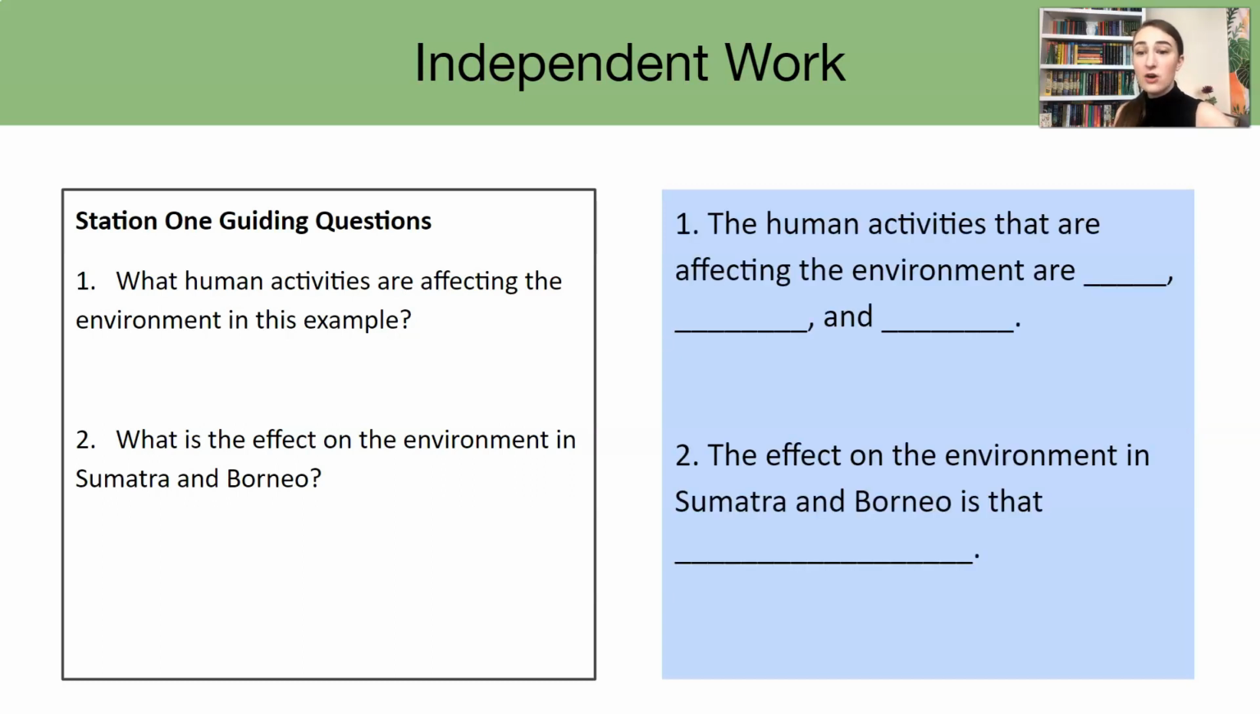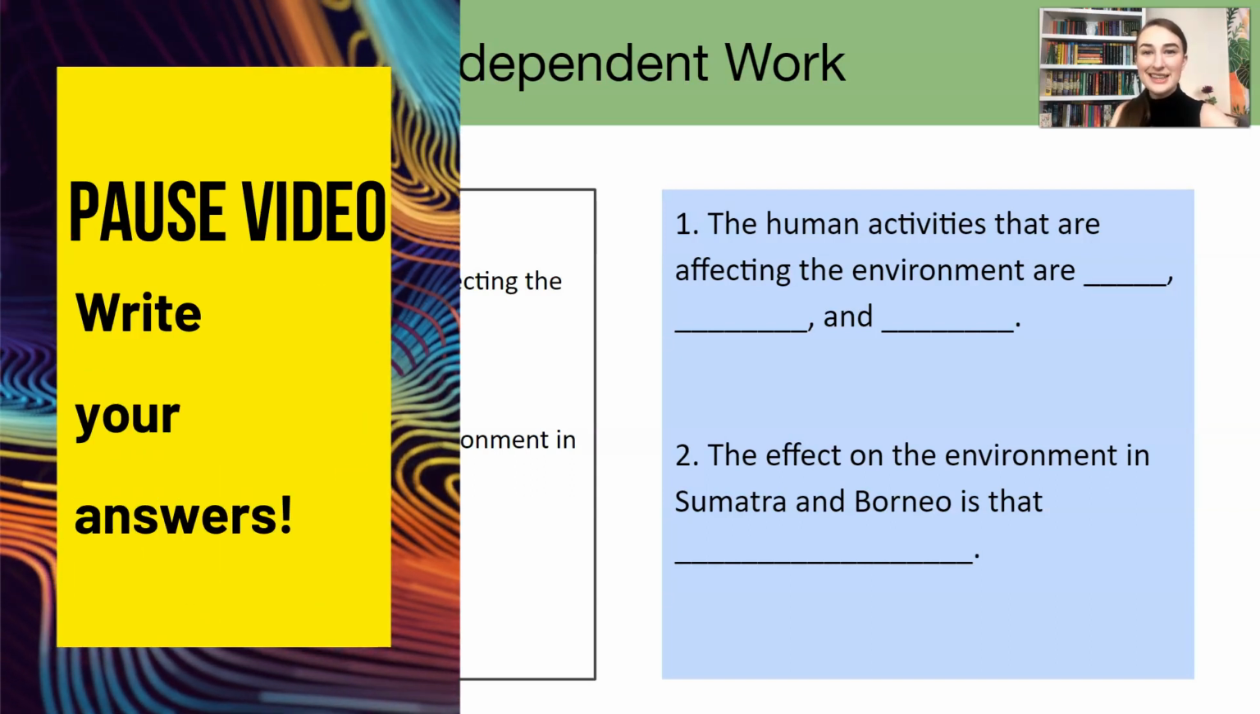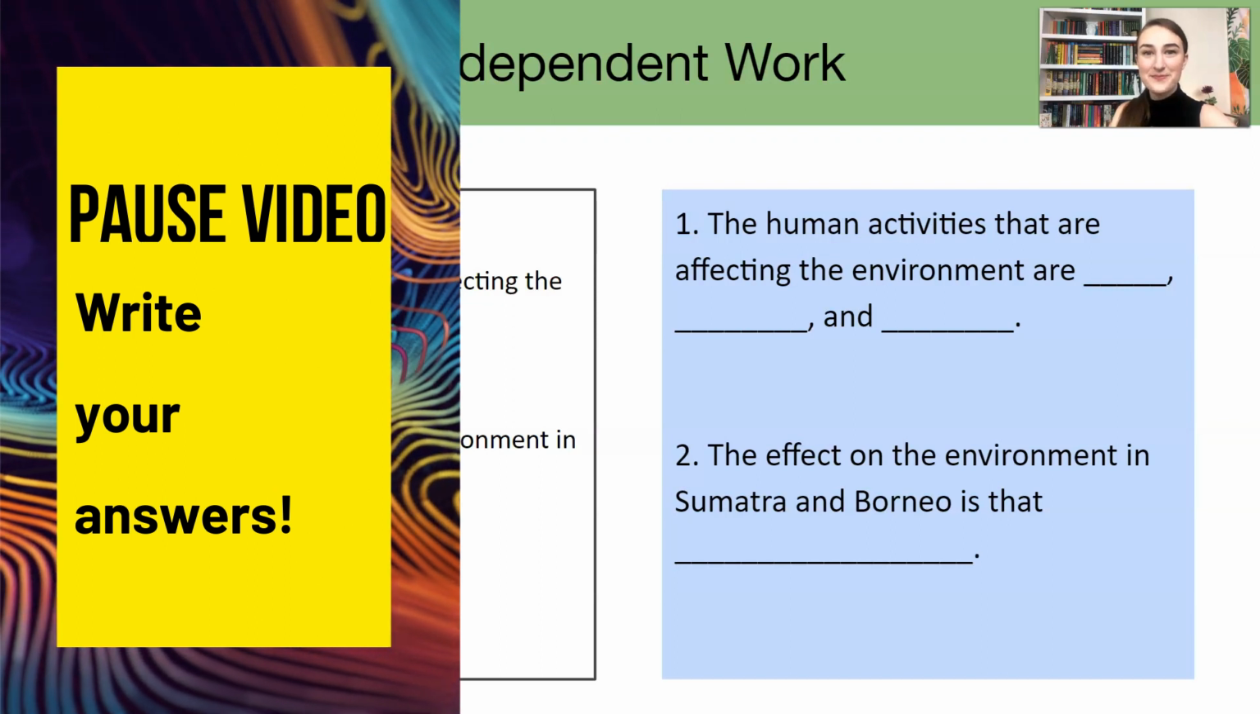So pause this video. Here are some sentence starters to help you. Number 1, the human activities that are affecting the environment are blank, blank, and blank. You can do 2 or 3 or 4 human activities. You don't have to stick to the number of blanks here. I just wanted to give you an example. And number 2, the effect on the environment in Sumatra and Borneo is that blank. Pause this video. On your slides, complete these 2 questions.